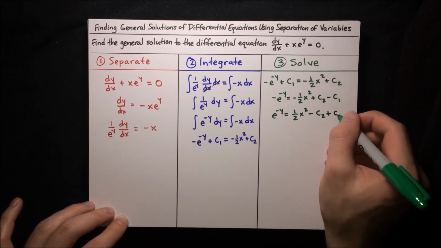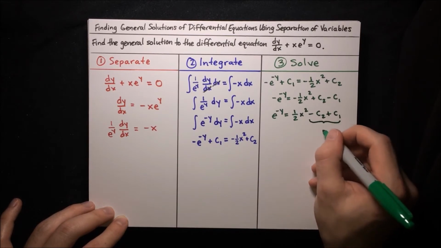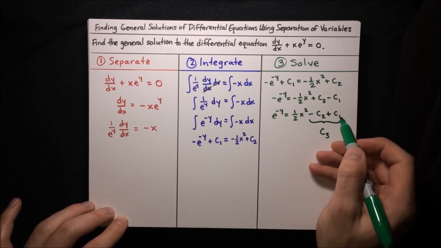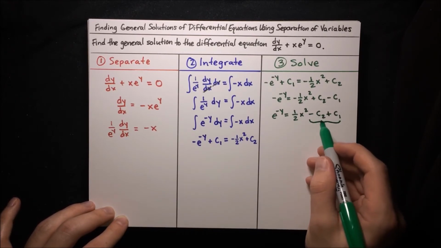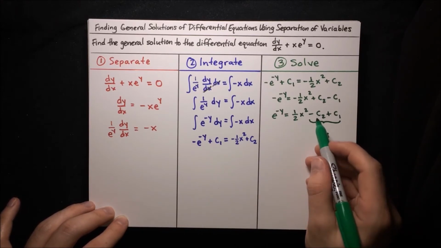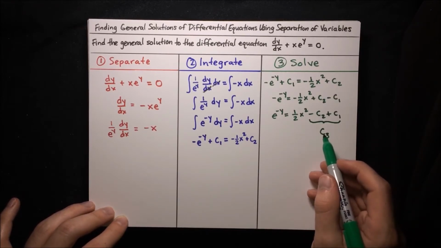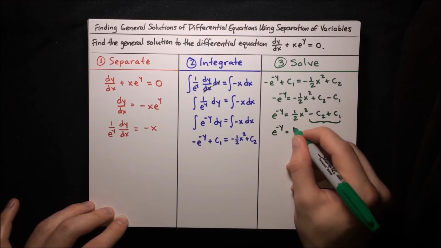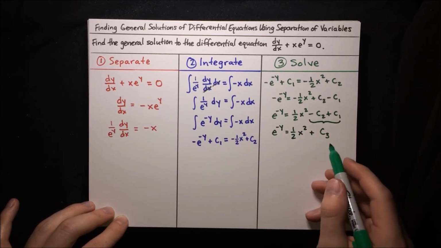And for the sake of simplicity, why don't we lump this minus c2 plus c1 into a single constant, c3. The reason we're allowed to do that is, well, c1 is just any constant, c2 just represents any constant, and that means negative of c2 is negative of any constant, which is, well, still any constant. And if you add together any constant and any constant, you still get any constant. So we have that e to the negative y equals 1/2 x squared plus c3, any constant.